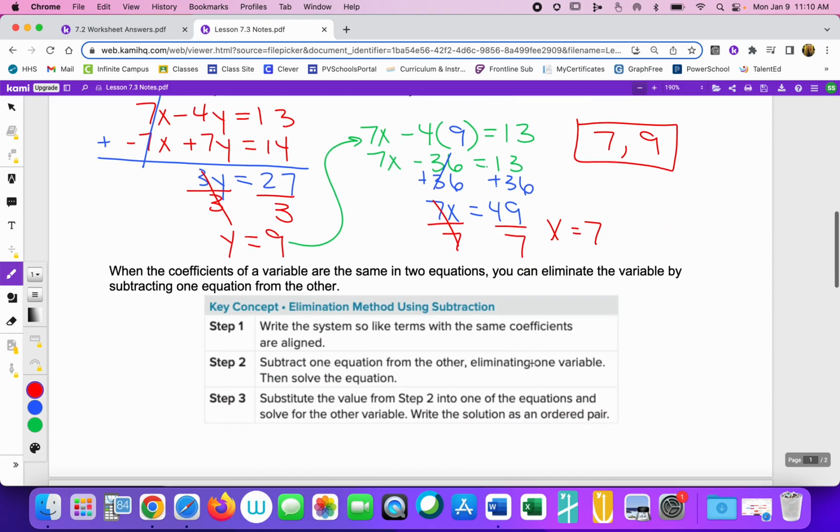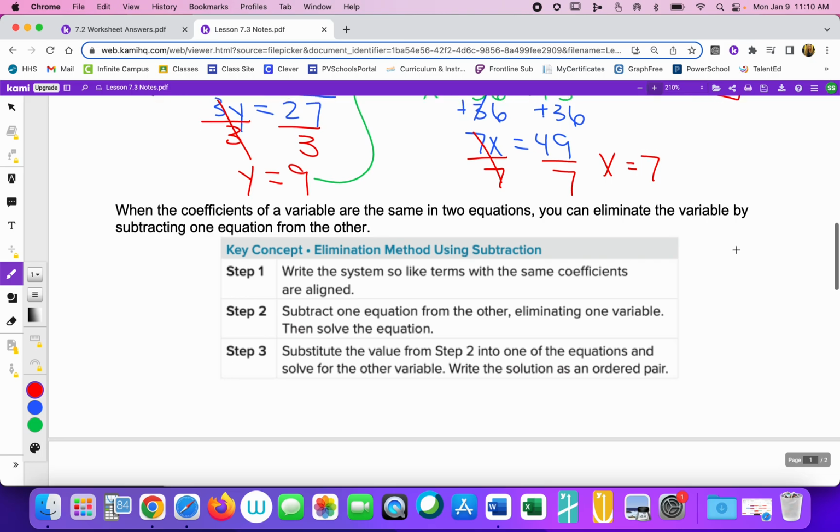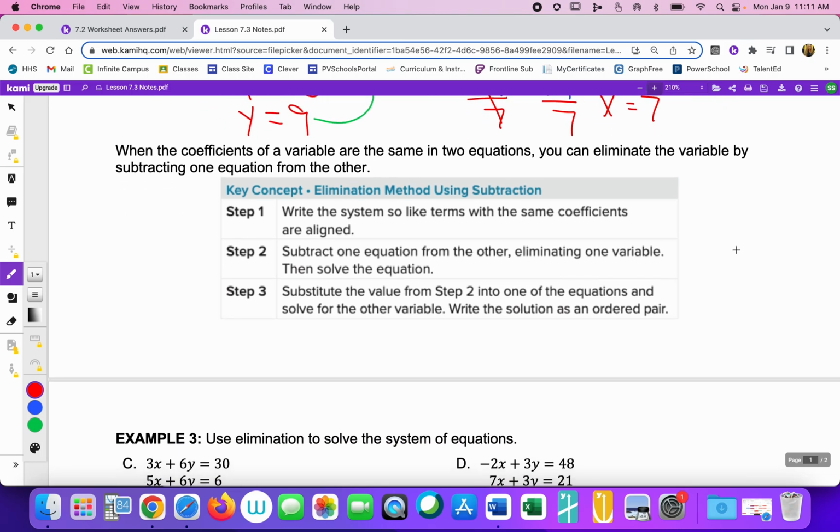So subtraction, I'm going to show you another way to think about it also. When the coefficients are the same in two equations, you can eliminate the variable by subtracting one equation from another. Now if you think about it as subtraction, a lot of people make a very simple mistake with it, which is why I will show it to you both ways and then you can decide which way you like. So instead of adding them both, you will subtract basically the second one from the first one.